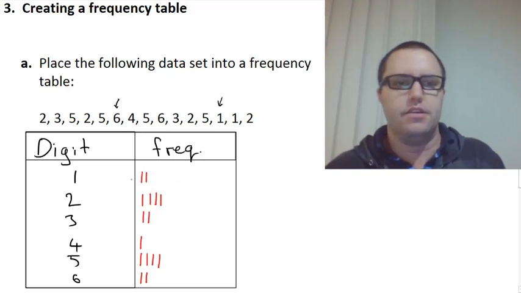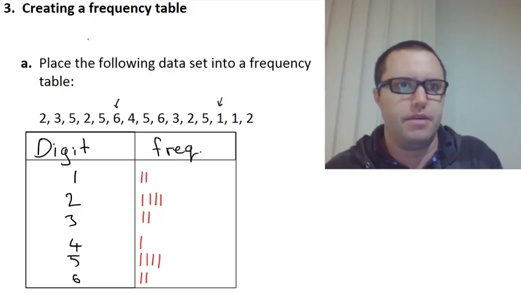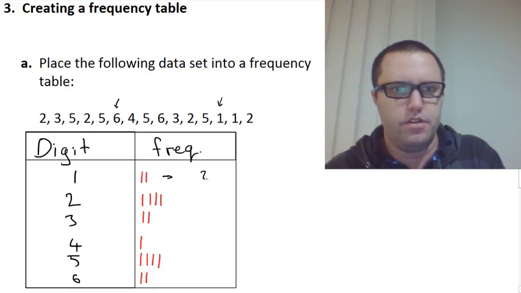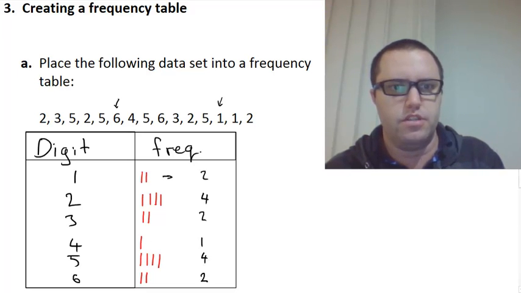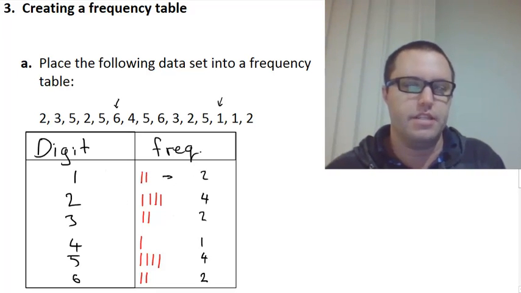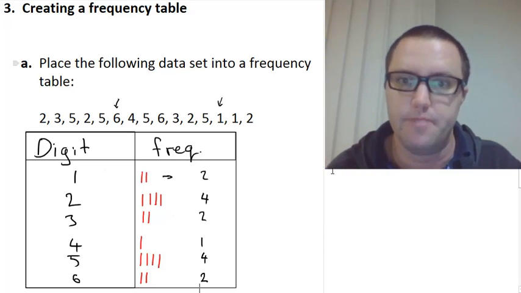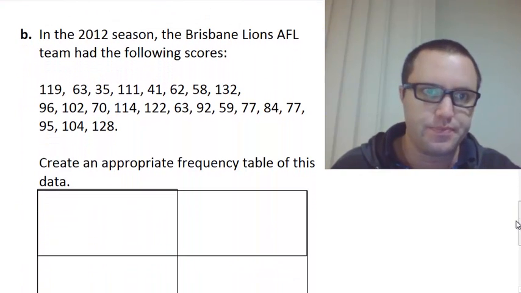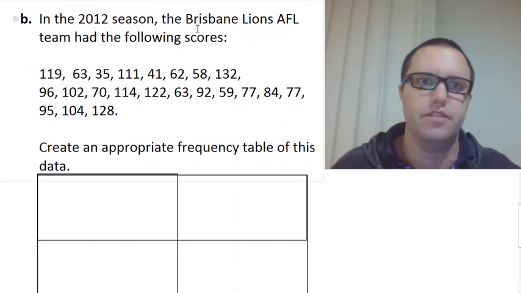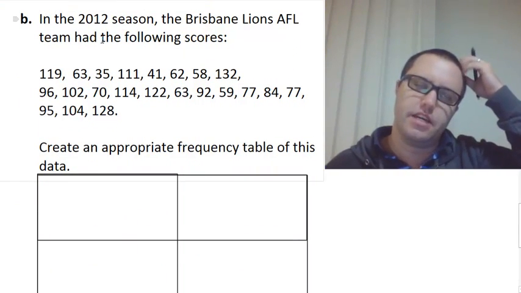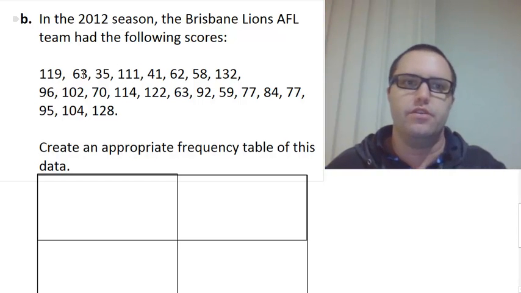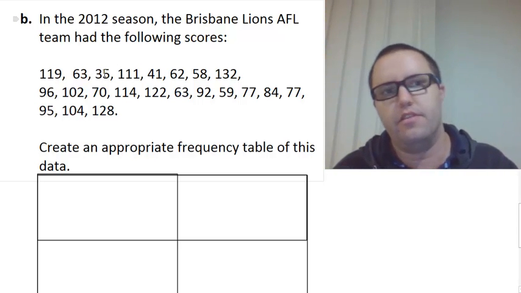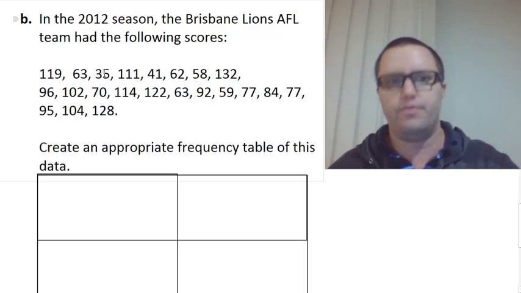I quickly tallied those up and they correspond to 2 1s, 4 2s, 2 3s, 1 4, 4 5s, and 2 6s. So that's our frequency table for that completely random set of data. Now, having a look at an actual set of data. In the 2012 season, the Brisbane Lions AFL team, this is actually the case, had the following scores: 119, 63, 35, 111, 41, 62.